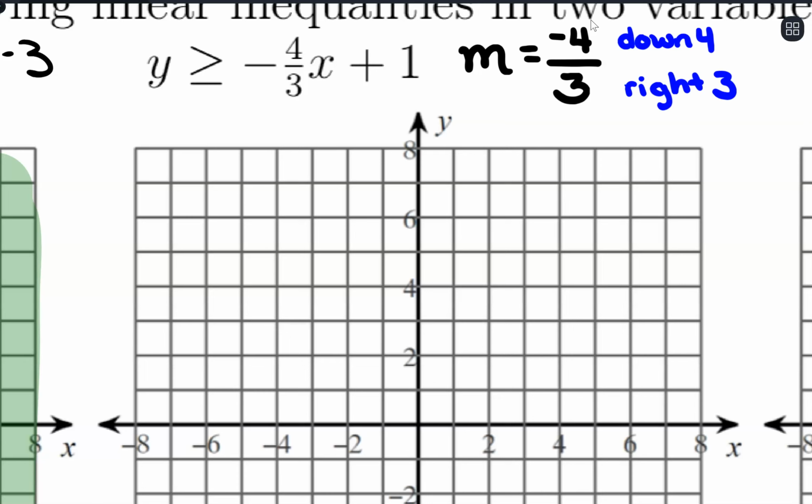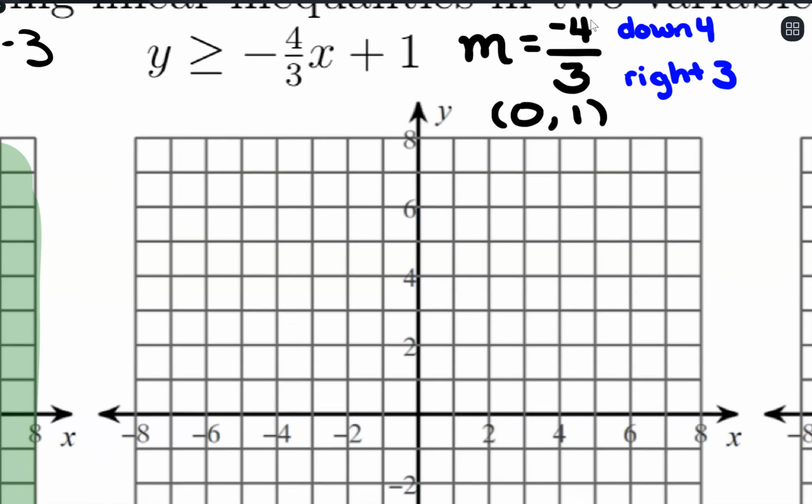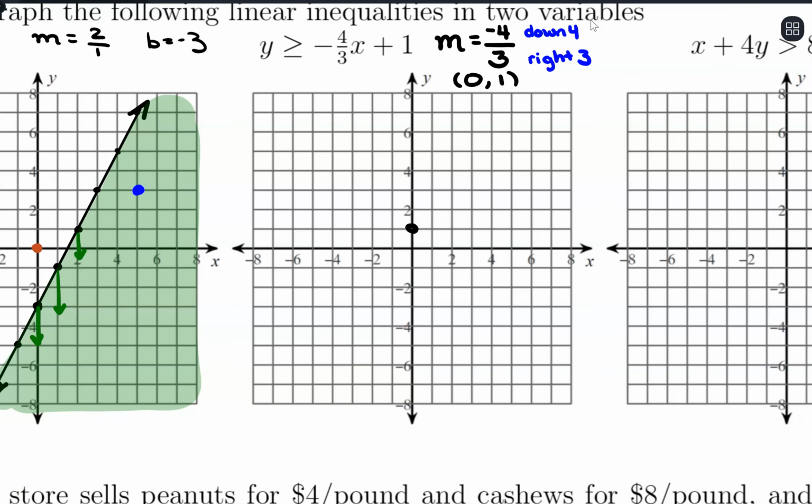And then we also have the coordinate from our y-intercept of 0, positive 1. Okay, so I'm going to graph 0, 1. And let's see, we're going to go down 4, so 1, 2, 3, 4, right 3. And I'm just going to grab a few more points. Down 4, right 3, and that'll do it.